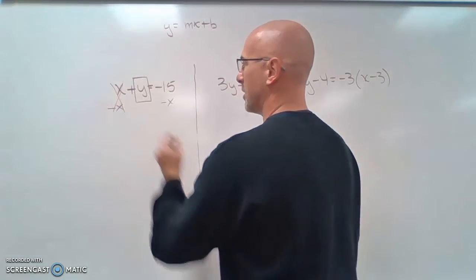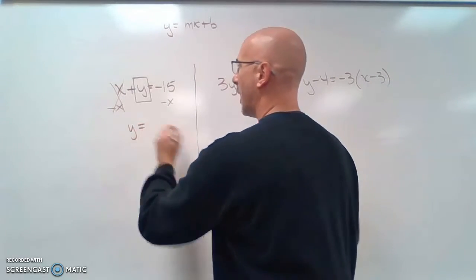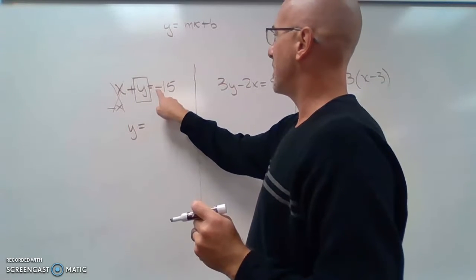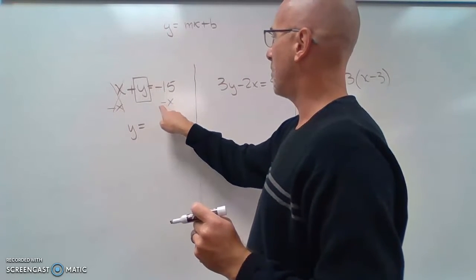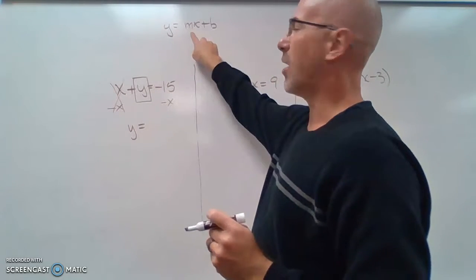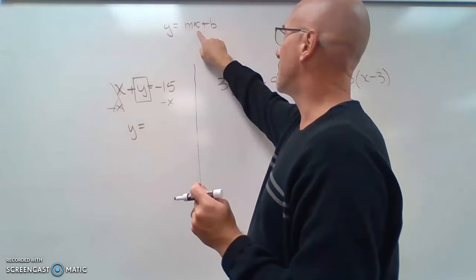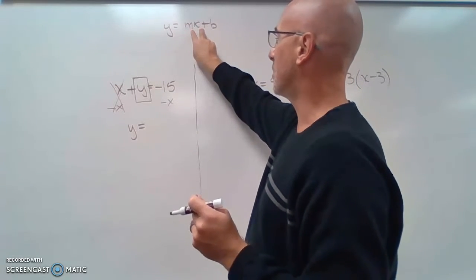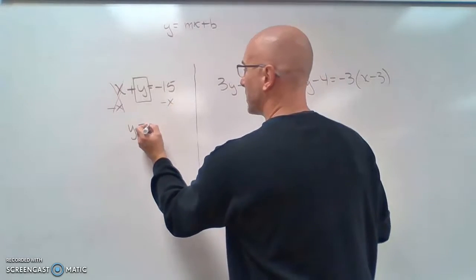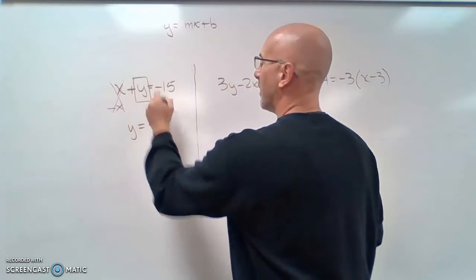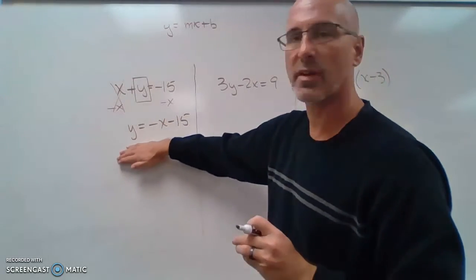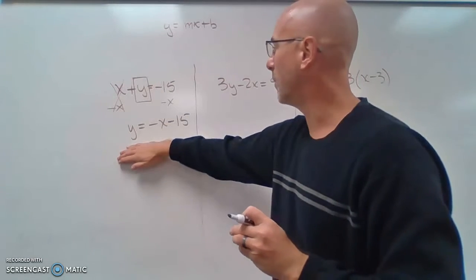So that disappears. We are left only with y on this side now. And so I have a negative 15 and I have a minus x. Now our form traditionally has the x term right after the equal sign. So I have minus x and then minus 15. Now I have an equation in slope-intercept form.